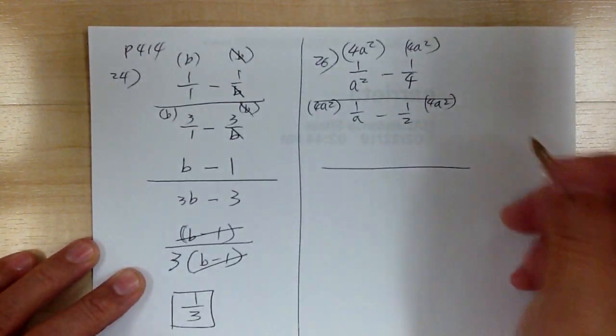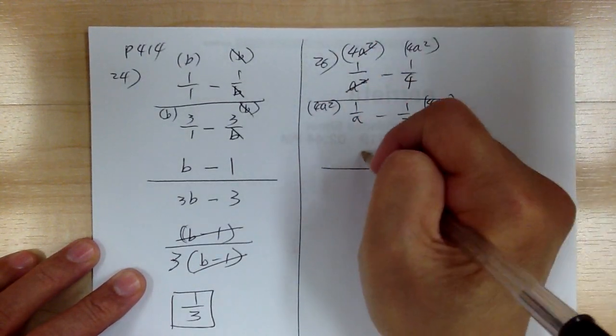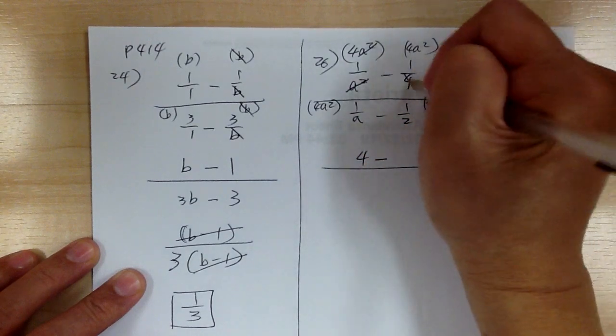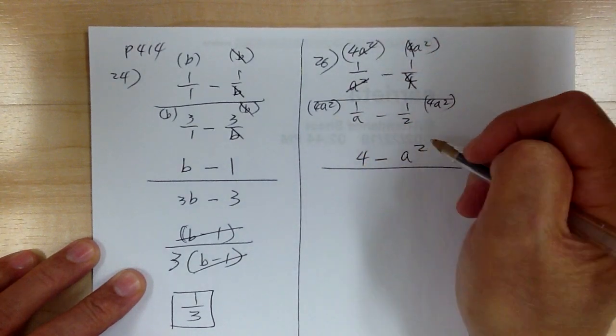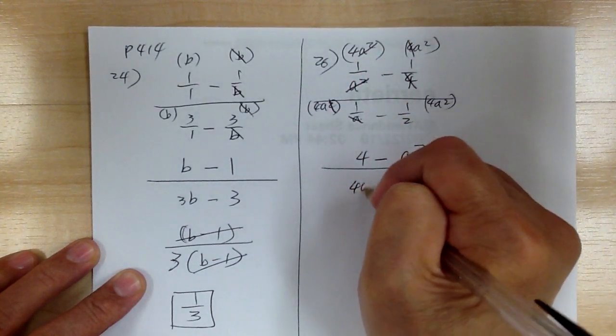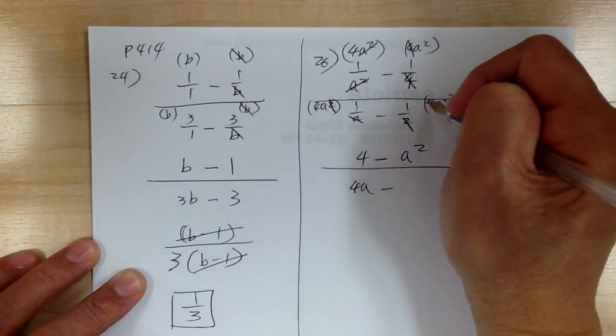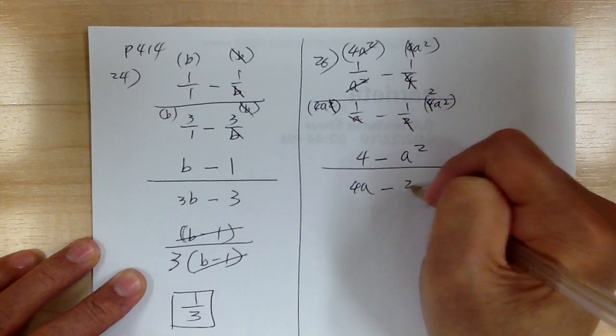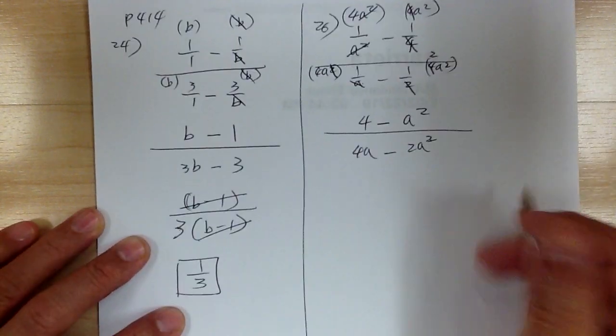So get your fraction ready. The a squared cancels out, so you get 4. The 4 cancels over here, so you get a squared. Over here, the a cancels out with one of the a's, so you get 4a. Over here, the 2 and 4 cancel out, so you get 2a squared. Then you have to do the factoring.